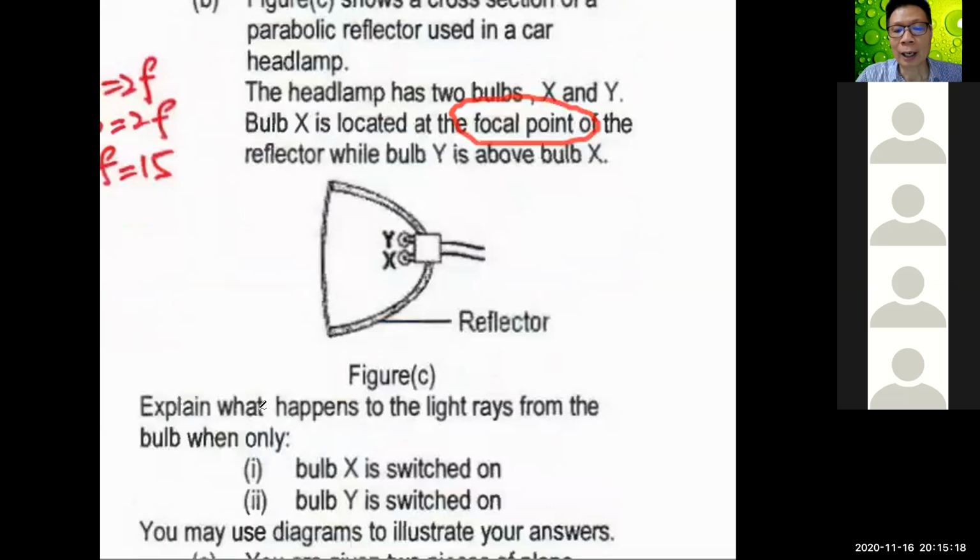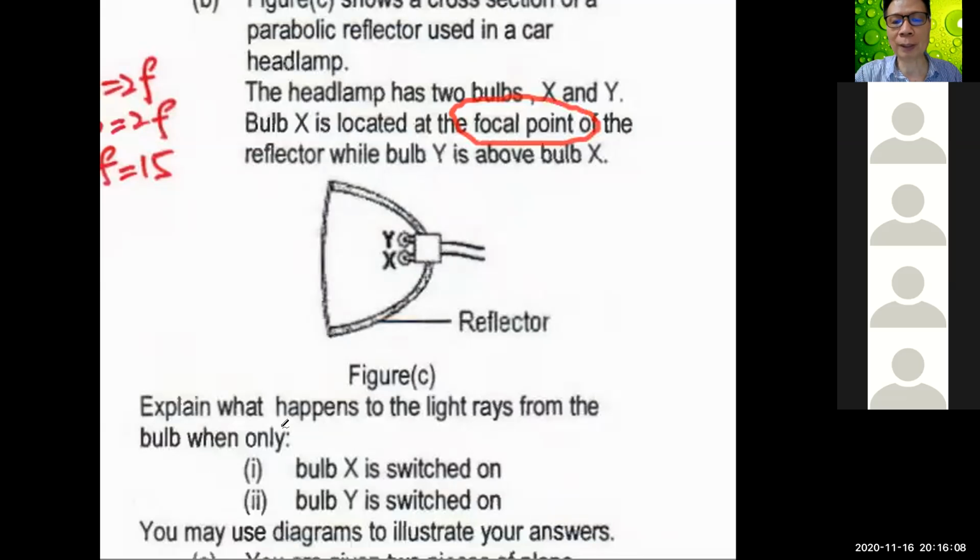The question asks, explain what happened to the light from the bulb when only X is switched on. For your knowledge, the car can on two different lamps. If you're driving a car, you understand now. So there are two types of light. One is low light, one is high light, high beam. High beam means that the light goes very far. This one is usually not encouraged, because when you on the high beam, the car coming from the opposite side cannot see. So very dangerous. Normally we on the low light only. Low light brightens about 50 meters only. Okay, so there are two.